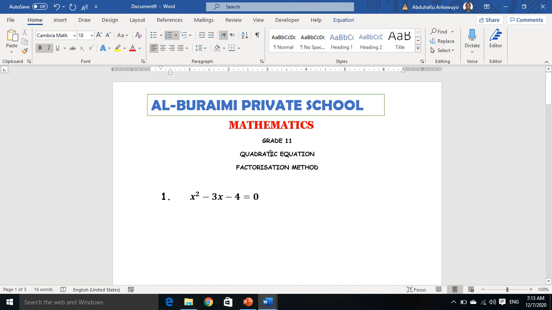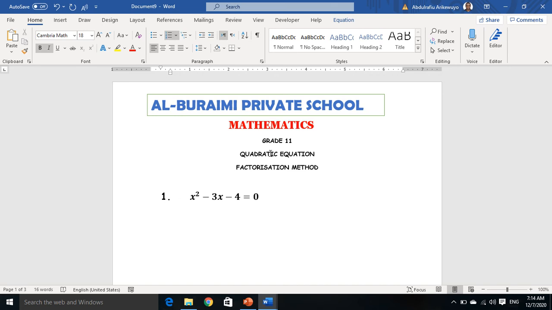In this class, we'll be talking about quadratic equations using the factorization method. We want to find the value of x in the examples that you shall see as we solve these problems. All right, let's take the first example.